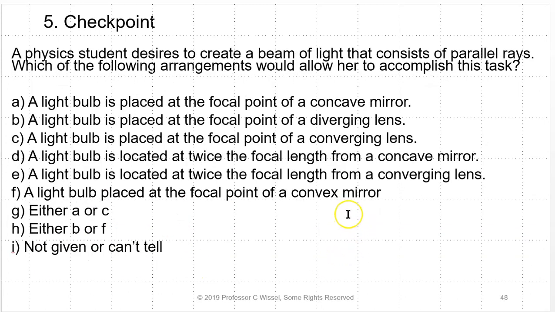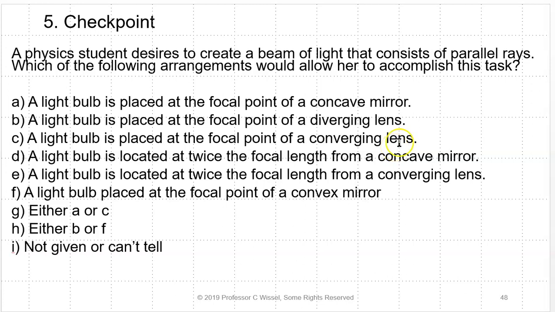A physics student desires to create a beam of light that consists of parallel rays. Which of the following arrangements would allow her to accomplish this task? Well, if you've got a beam of light that consists of parallel rays, you have to make sure that it's a real image, because light does not go through a virtual image. It has to be either a concave mirror or a convex lens. So what you're looking for is concave mirrors and converging lenses.